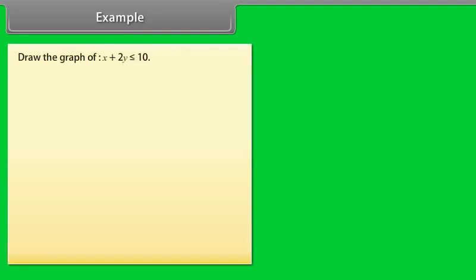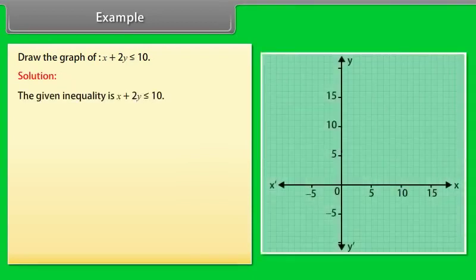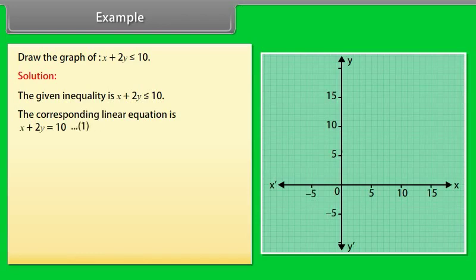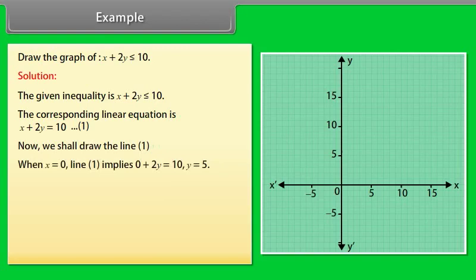Example: draw the graph of x plus 2y less than or equal to 10. Solution: the given inequality is x plus 2y less than or equal to 10. The corresponding linear equation is x plus 2y is equal to 10. Name it as line 1. Now we shall draw line 1. When x is equal to 0, line 1 implies 0 plus 2y is equal to 10, so y is equal to 5. So we plot the point 0, 5.